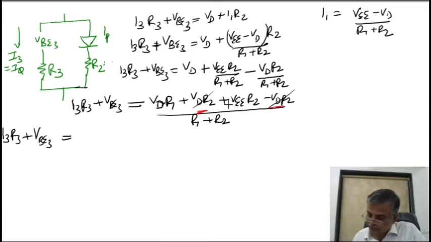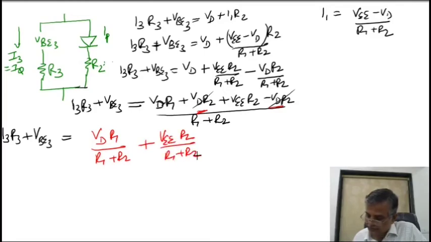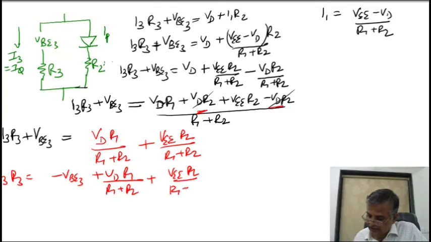So from this I can write VD R1 upon R1 plus R2 plus VEE R2 upon R1 plus R2. From this I can write I3 R3 is equal to minus VBE3 plus VD R1 upon R1 plus R2 plus VEE R2 upon R1 plus R2.